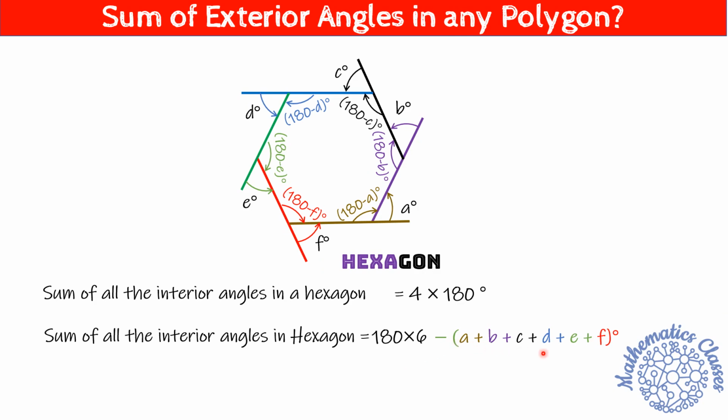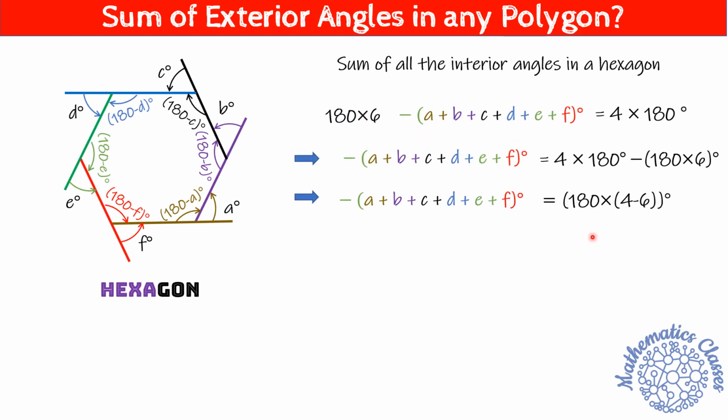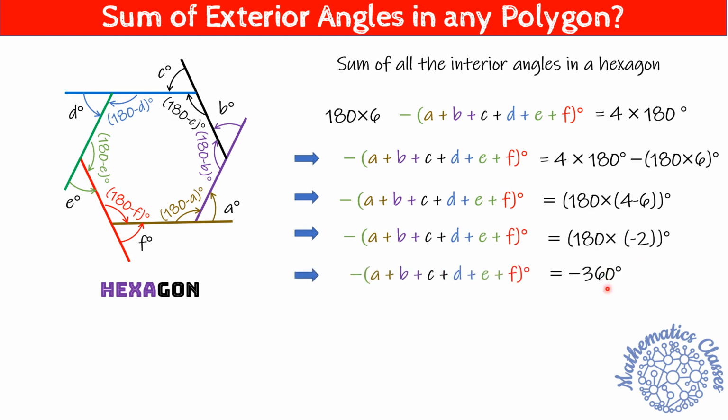Earlier, we got our sum as this expression. But this is also the sum of all the interior angles in a polygon. Hence, we can equate these two expressions. We get, transposing 180 into 6 to the RHS, 4 into 180 minus 6 into 180 degrees. We can take the 180 degrees common. So, in the bracket, we get 4 minus 6, which is minus 2. After multiplying it with 180, we get minus 360 degrees.